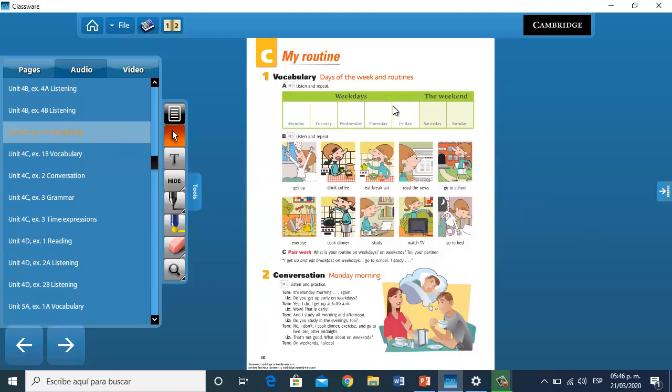Now below the chart we have part B of vocabulary, and we have a bunch of daily activities that you can do. I'm going to play the audio to you, and I want you to please try to repeat them.